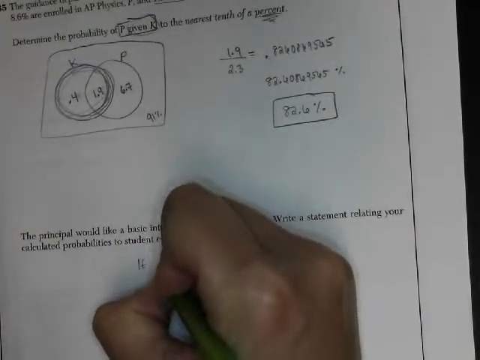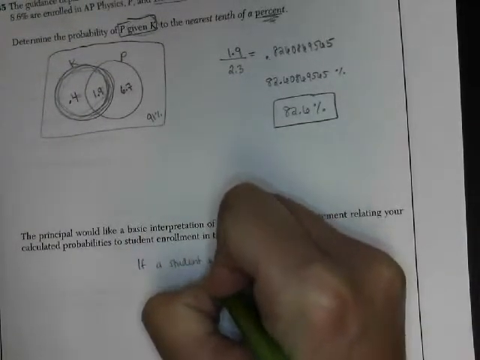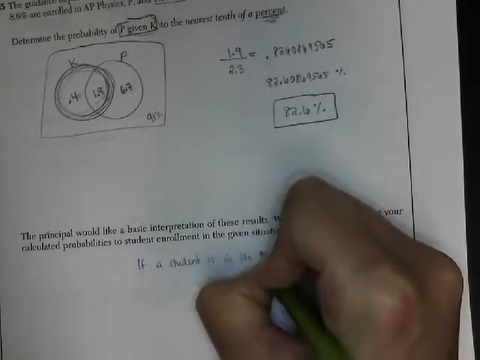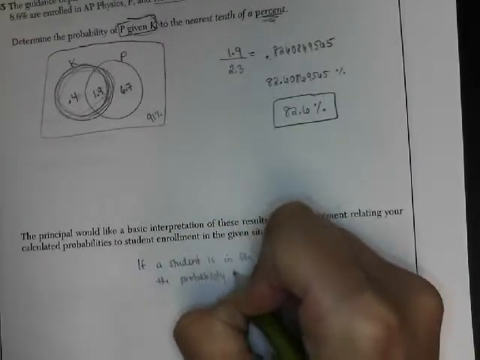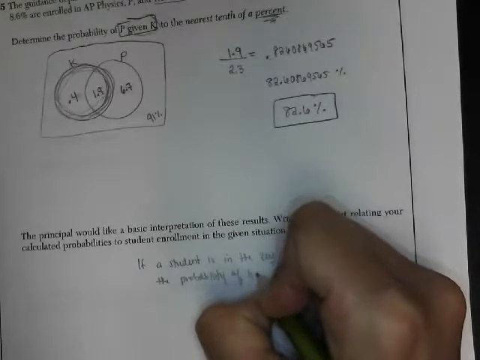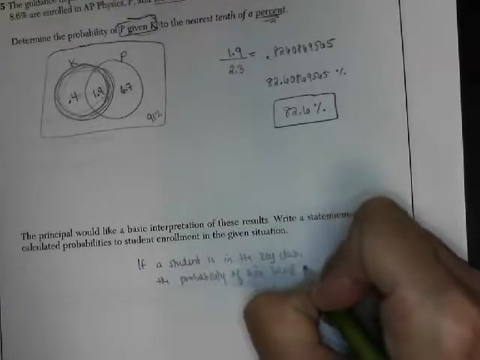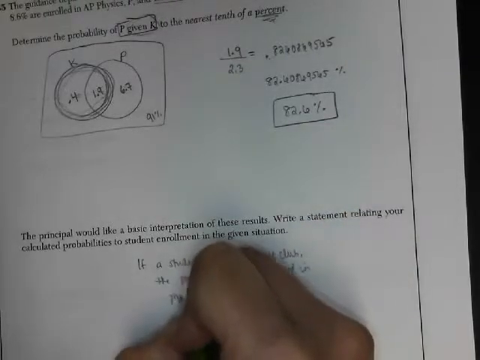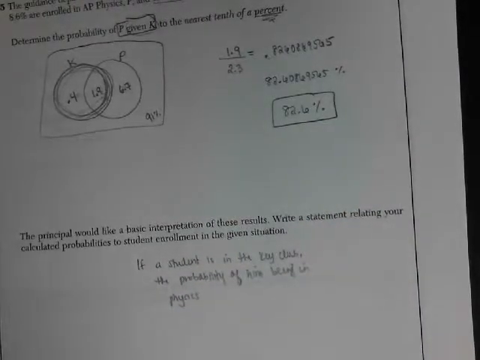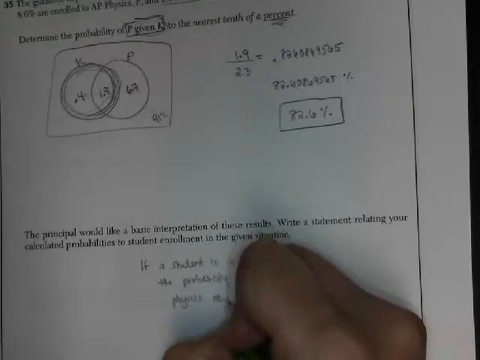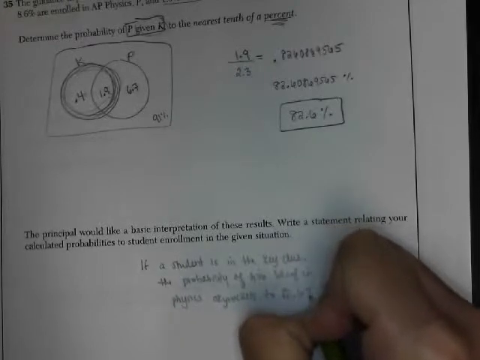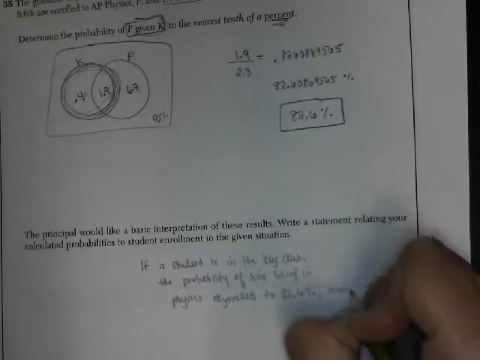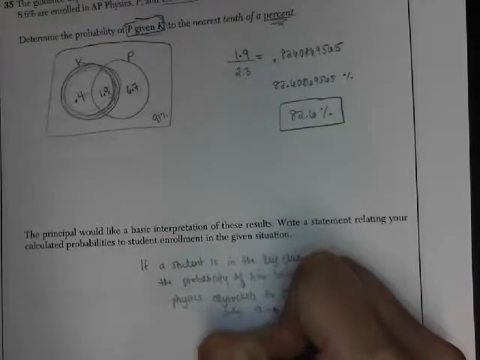So if a student is in the Key Club, the probability of him being in physics really skyrockets. I'll even use that word, skyrockets, to 82.6% versus only 8.6% otherwise.